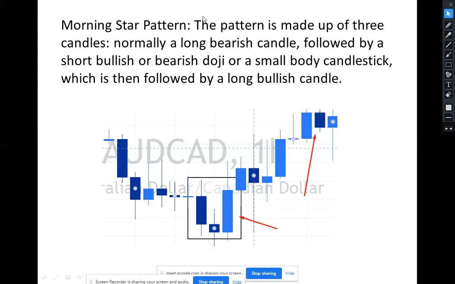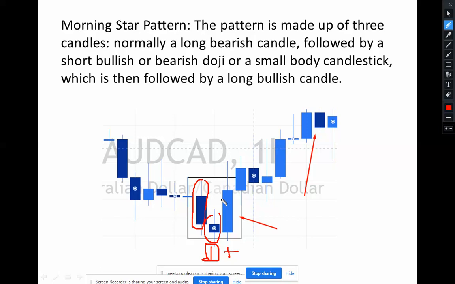the morning star pattern. This pattern is made up of three candlesticks. Normally, a long bearish candle followed by a short bullish or bearish candle, a doji or a small body candlestick, which is then followed by a long bullish candle. Take note, this is a long bearish candle. This is a small bearish candle. This candle here can be bullish, bearish, or doji.